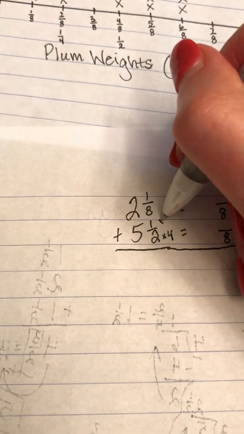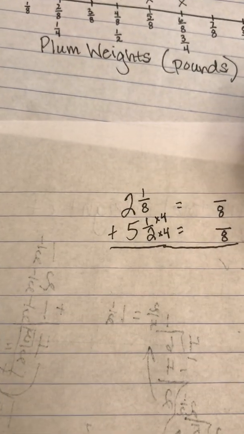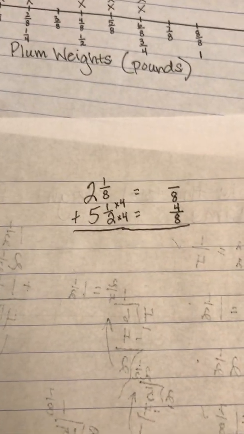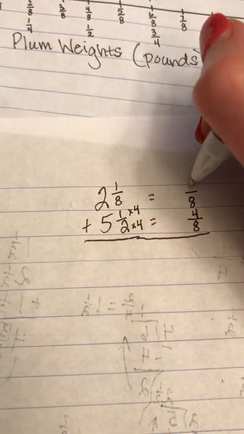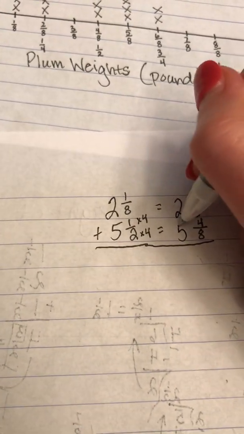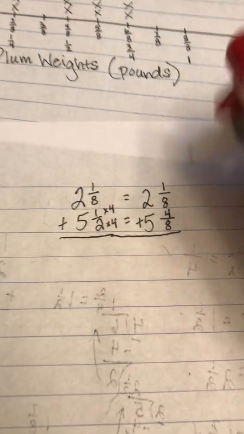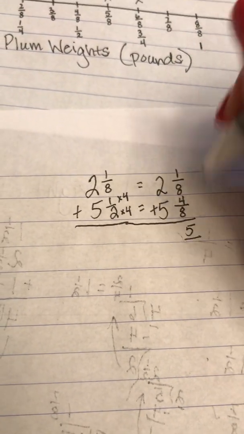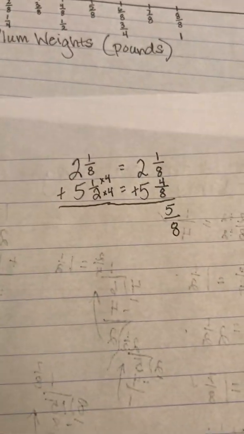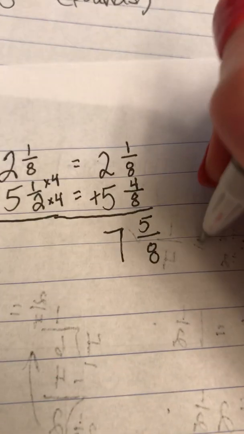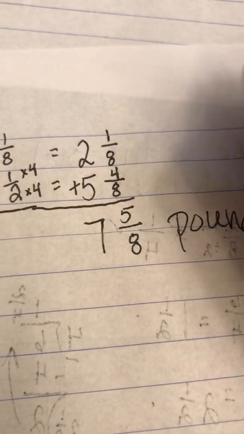If you multiply the bottom by 4, you have to multiply the top by the same thing, which is a 4. 1 times 4 is 4. And isn't 4/8 the same as 1/2? Yes. Now the top one was already in 8ths to begin with, so you don't have to do anything except bring it over. Bring over your whole number 2, bring over your whole number 5, and your operation sign. Now we're ready to add. Home stretch. Here we go. 5 on top, because it's 1 plus 4. 8 stays the same. And 5 plus 2, 7 and 5/8 pounds. That is our final answer.